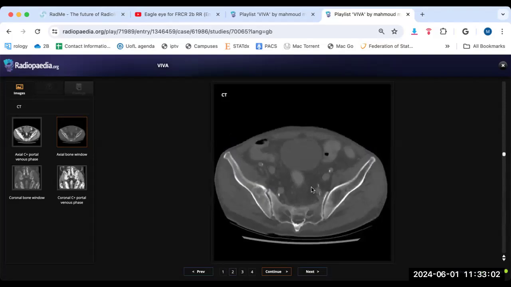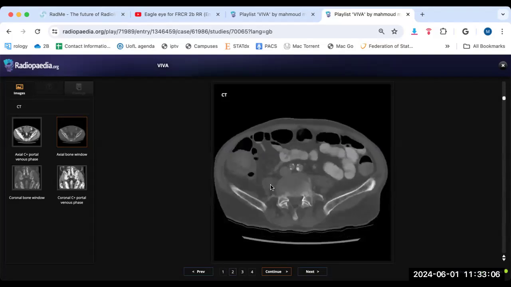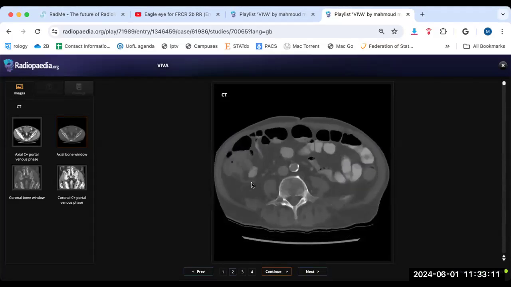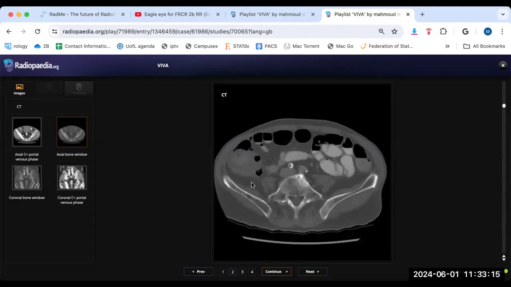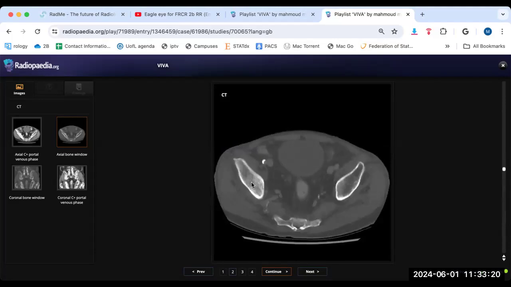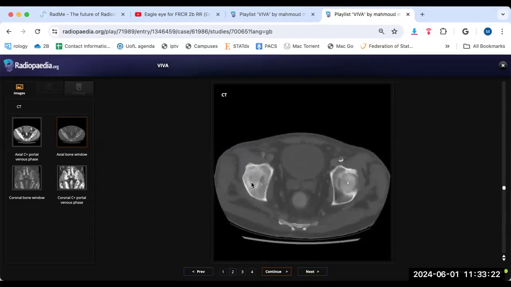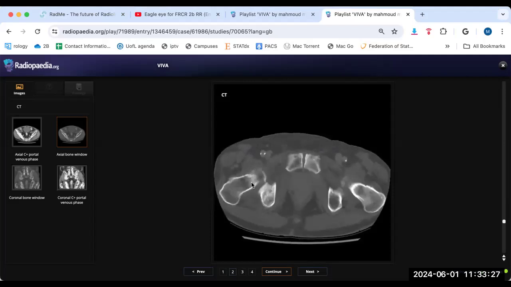What is your final decision? First, there is multiple free air in the abdomen, air foci surrounding the cecum. This could be perforation from diverticulitis. There is also a suspicious prostatic lesion with increased bone density on the right side of the pelvis, suspicious of metastasis. So it is not Paget? No, because there is no cortical thickening.